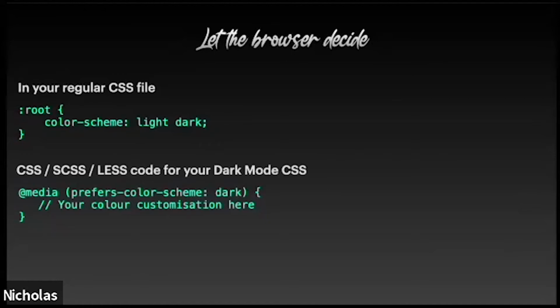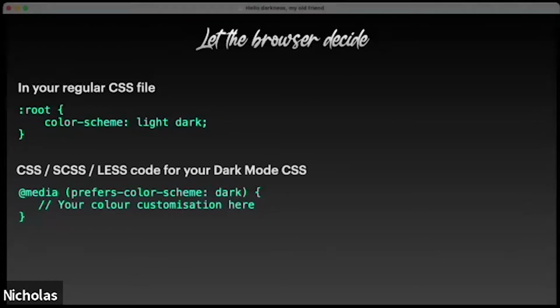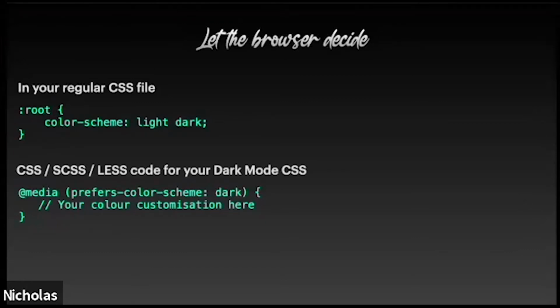So let's go to the other option, the preferred option. Let the browser decide everything. This is the option that requires zero JavaScript on your part. In your regular CSS file, you just need to put this root color-scheme: light dark. This tells the browser that the CSS file that we have right here supports both light mode and dark mode. And then inside your CSS, you just do a media query, @media (prefers-color-scheme: dark), and you put your color customizations there.